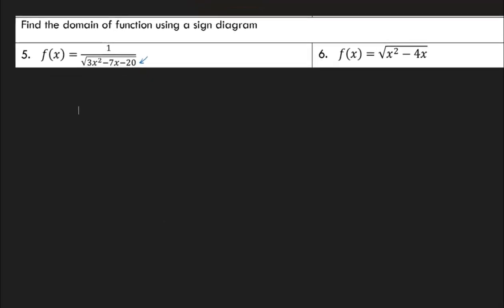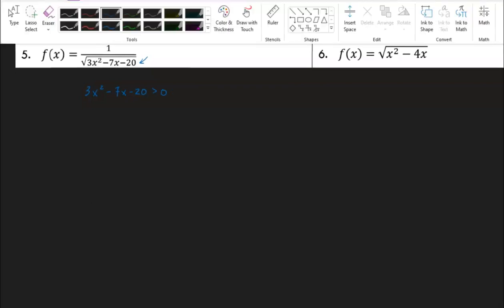Let's take a look. So what can the inside of that radical not be? How do you make that undefined? First, it can't be a 0 because it's in the denominator. So the radicand can't be 0, and the radicand also can't be negative. So I could take that entire thing out, like 3x squared minus 7x minus 20. That entire thing has to be greater than 0.